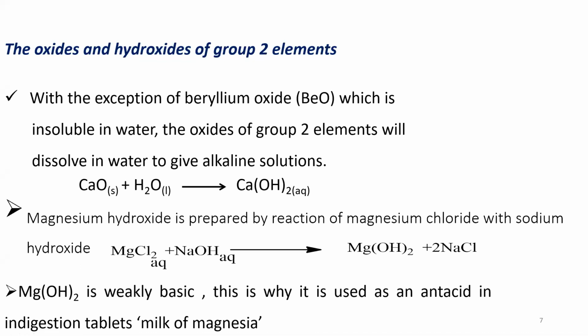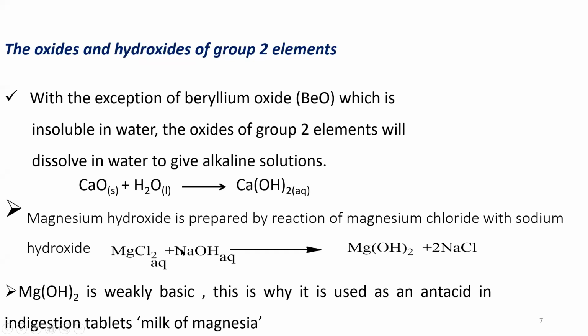It reacts more with steam. Your magnesium can react with steam to form the oxide. But formation of your magnesium hydroxide is usually by a reaction of your magnesium chloride and sodium hydroxide. Please note this: formation of your magnesium hydroxide is not by a reaction of your magnesium oxide with water.